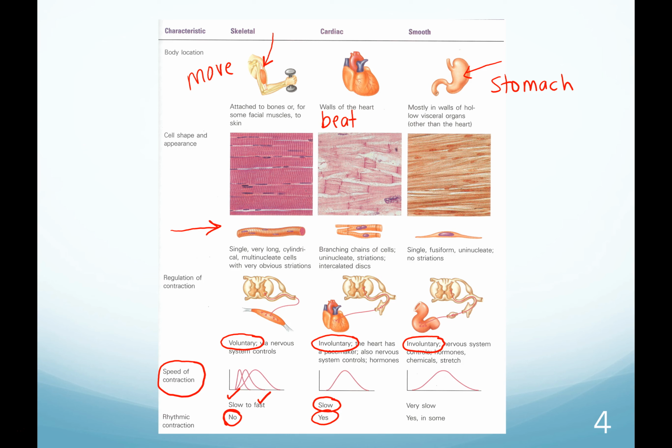Now, your involuntary smooth muscles are very slow. That's basically like pushing food through. And that could take many, many hours to push food through as it goes through your system. So very, very slow. Once again, both of those are involuntary, and we'll talk more about that as we go.